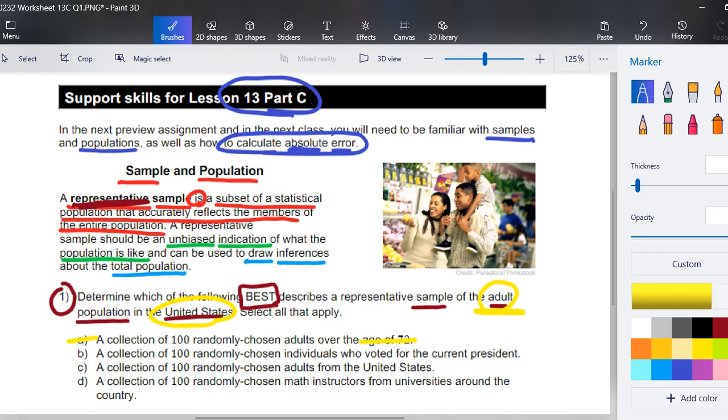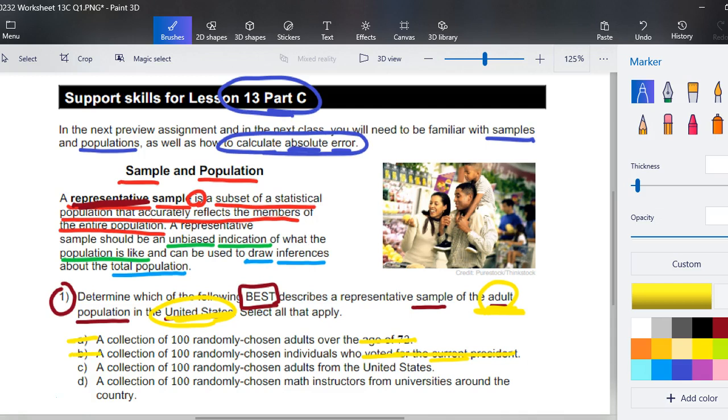So cross out A. Go to B. A collection of 100 randomly chosen individuals who voted for the current president. Is that going to be a best representation of all the adult population in the United States? Well, first off, it gets voters, and then it gets the ones who voted for the current president. No, that is not a good representation.